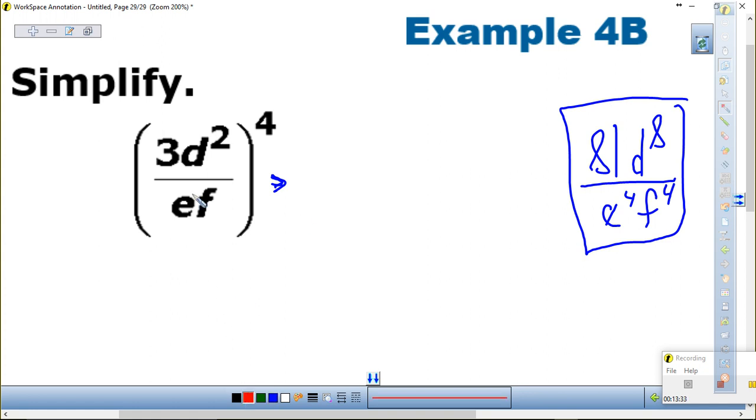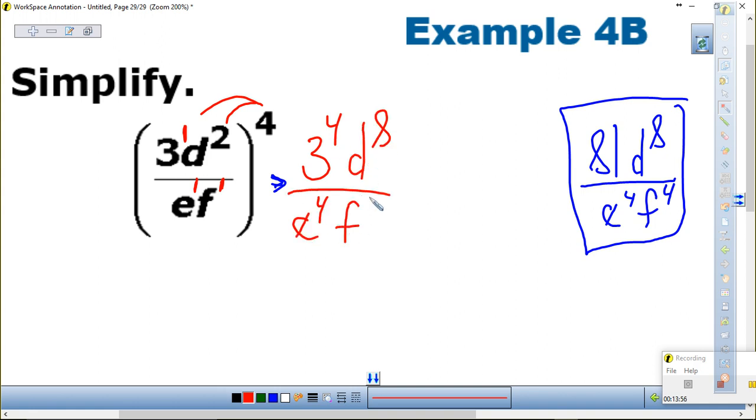Here goes the process for those of you that didn't get there. First thing you should have done is put a 1 on everything without an exponent. On the 3, on the E, and on the F. If you did not put it on the 3, that's why you wrote 3 instead of 81. So be careful with that. So if you distribute, this becomes 3 to the 4th, D to the 8th, over E to the 4th, F to the 4th. But what is 3 to the 4th? 3 times 3 times 3 times 3, which is what? 81, and the rest is the same. You got this? Yes? All right, let's do another one.